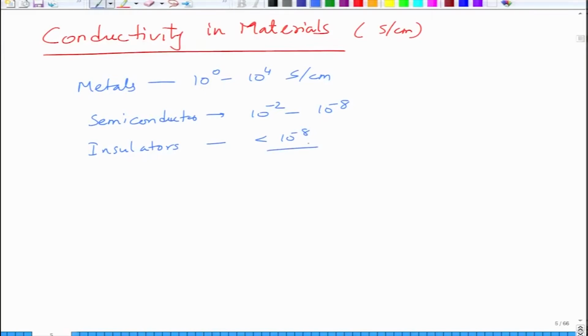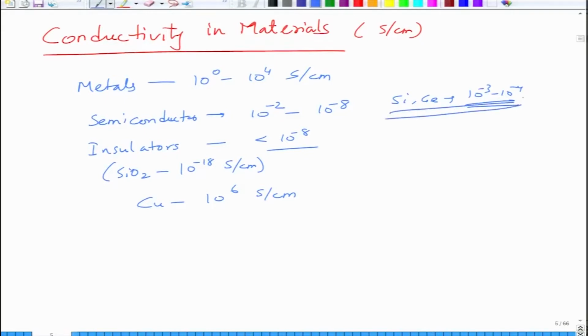Generally, silicon and germanium will fall in the range of 10 to the power minus 3 to minus 4, or maybe minus 5 depending upon the composition. If you look at quartz, SiO2, it has a conductivity of 10 to the power minus 18 Siemens per centimeter. Copper has a value of 10 to the power 6 Siemens per centimeter. So, you want polymeric materials to have conductivities in the semiconducting range. This was not possible earlier.